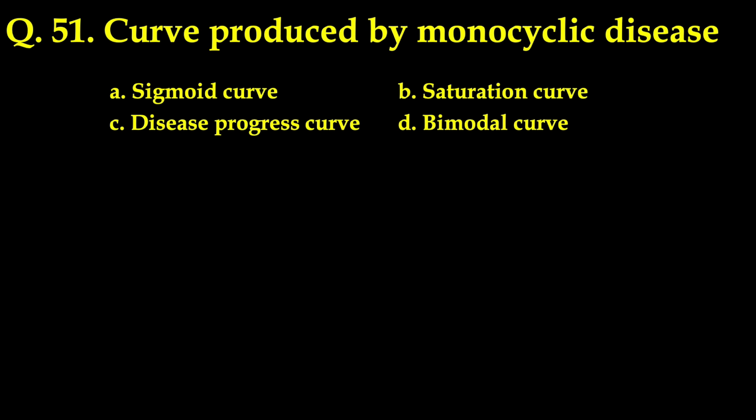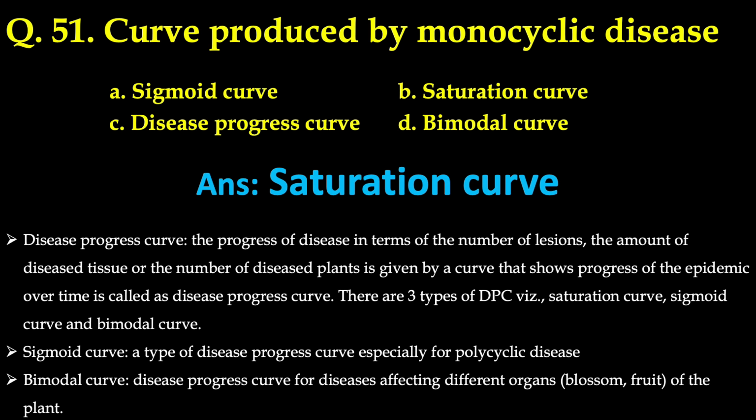That is the curve produced by monocyclic disease. There are 4 options: sigmoid curve, saturation curve, disease progress curve, and the last option is bimodal curve. And the correct answer is saturation curve. As we know, the progress of the disease in terms of number of lesions, the amount of diseased tissue, or the number of diseased plants is given by a curve that shows the progress of the epidemic over time, called the disease progress curve.